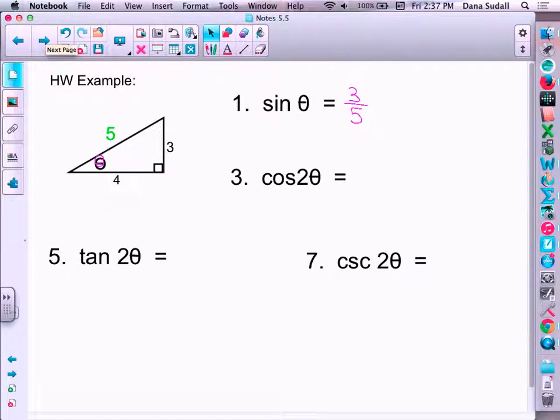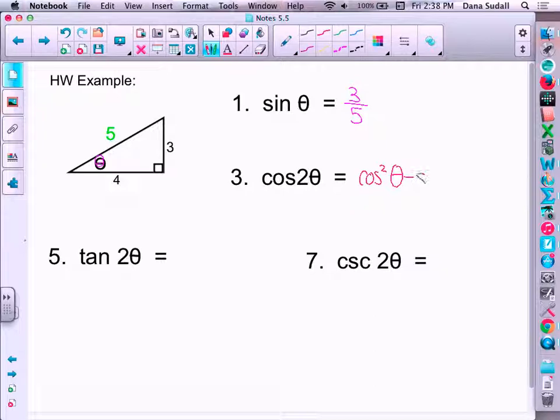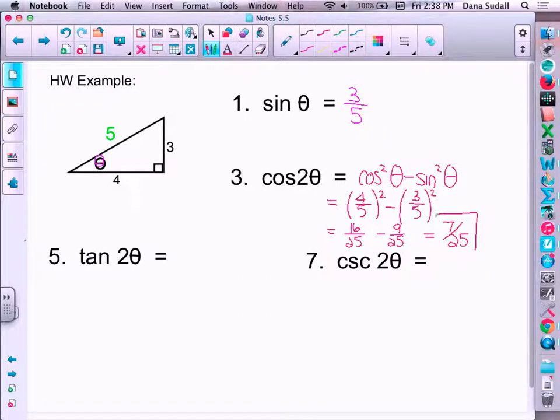For number 3, they want to know what cosine of 2 theta is. So for this one, we don't know 2 theta. And again, we can't just double the sides. So you have to expand this using your identity. And you can pick one of the 3. I'm going to stick with cosine squared minus sine squared. My cosine for that triangle, because my angle is now theta, is 4 over 5. My sine is 3 over 5, and that's squared. So 16 25ths minus 9 25ths. 16 minus 9 is going to give me 7 over 25.